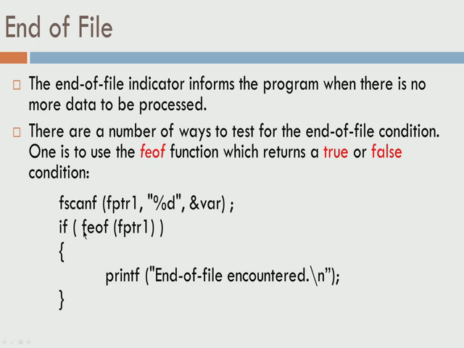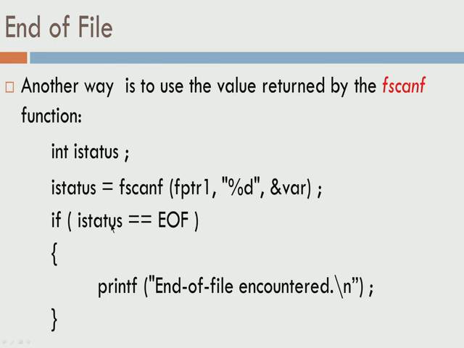So in your file stream, if you have reached the end of file of the pointer fptr1, it means that whatever file you are reading using fptr1, you have reached the end of the file. There is no more processing to do. So this is one way to find out if you have reached the end of the file. There is also another way in which you can check whether you have reached the end of the file.